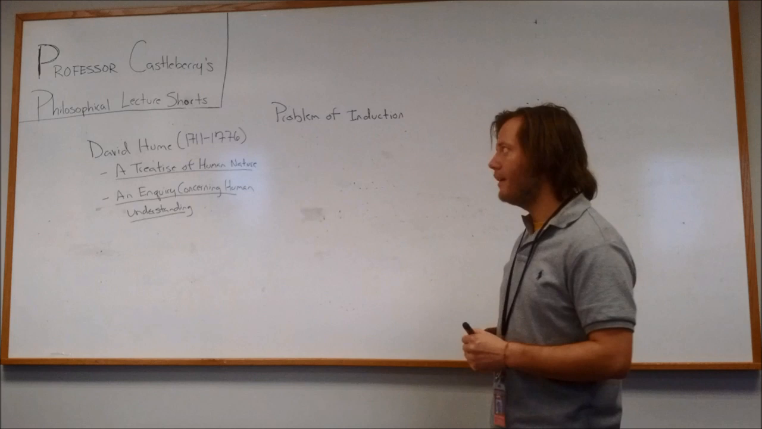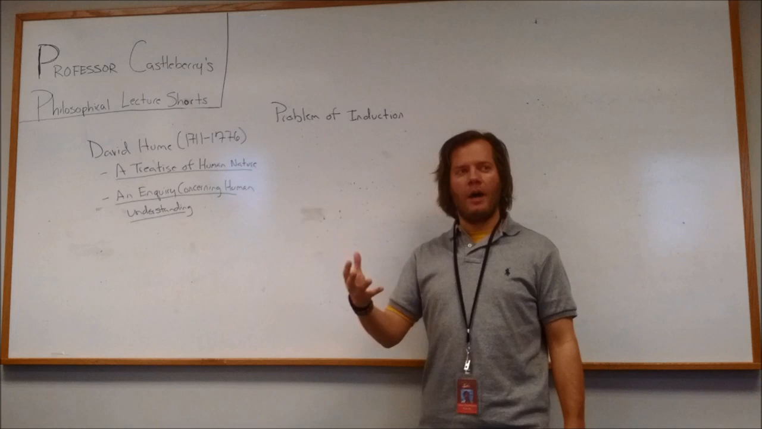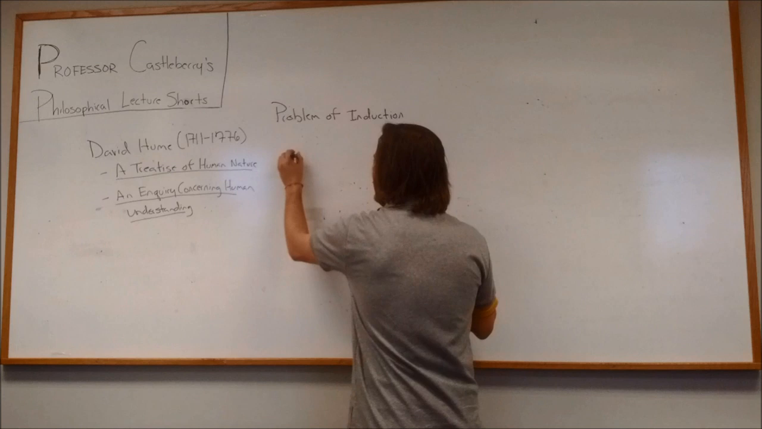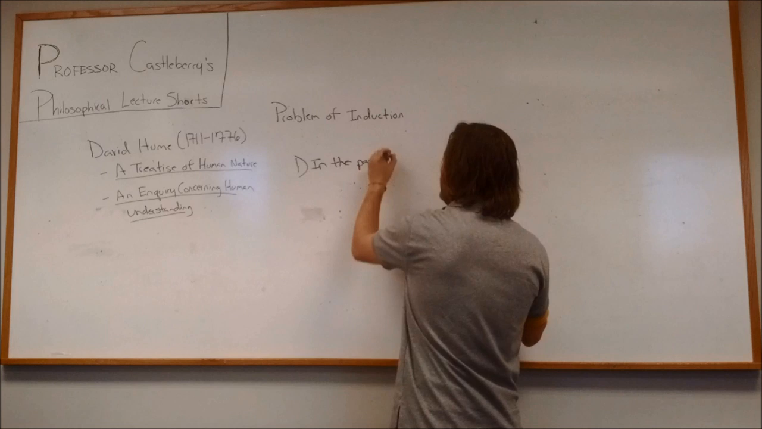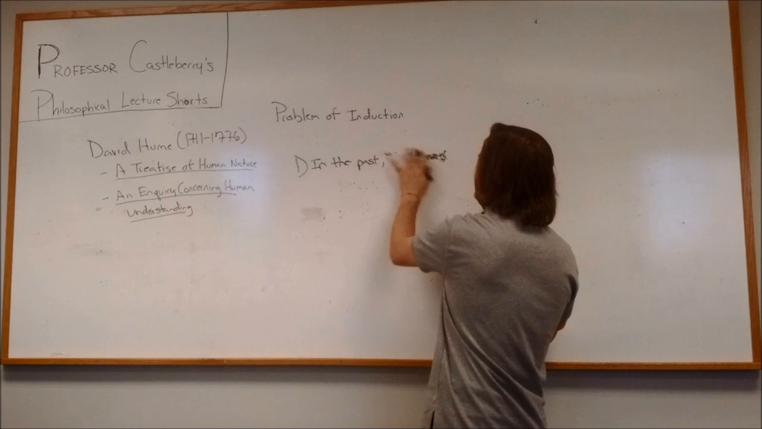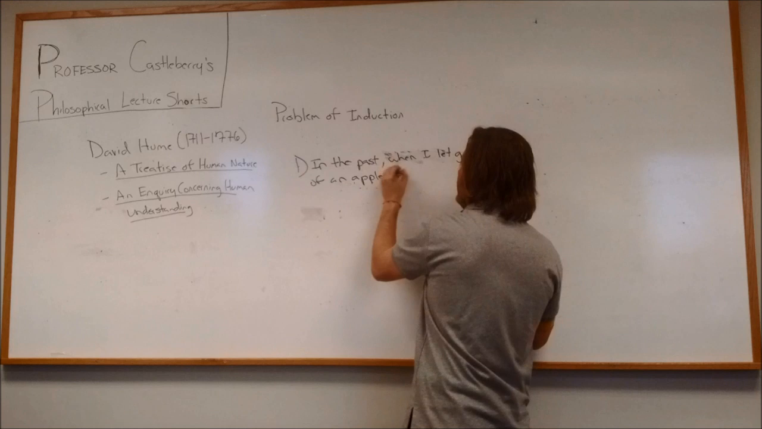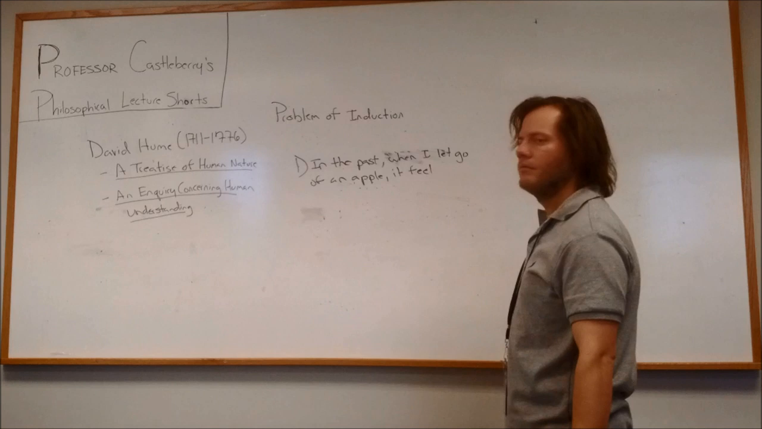So what's the problem, Hume? Why can't I be certain that what is to come or something I haven't observed, even though I have to do painstaking observations of other things, why can I say that it's going to happen in the future? Let's take an example. I think it is the best way to show that. Let's say in the past, when I let go of an apple, it fell. Okay? In the past, when I let go of an apple, it fell.